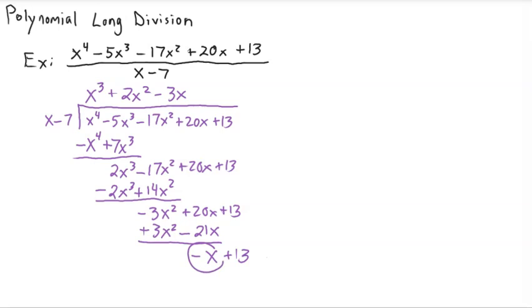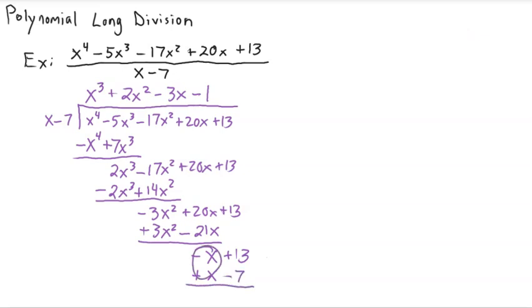Now, once again, we're going to divide negative x by x. Negative x divided by x is negative 1. We're going to write that up top, negative 1. Now we're going to multiply the negative 1 again times the x. Negative 1 times x is negative x, but we're going to change the sign to plus x. Then we're going to multiply the negative 1 times the negative 7. That gives us positive 7, but we're going to change the sign to minus 7.